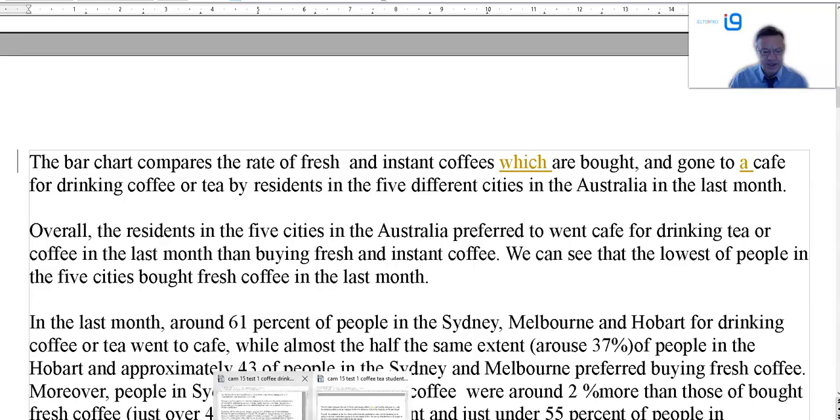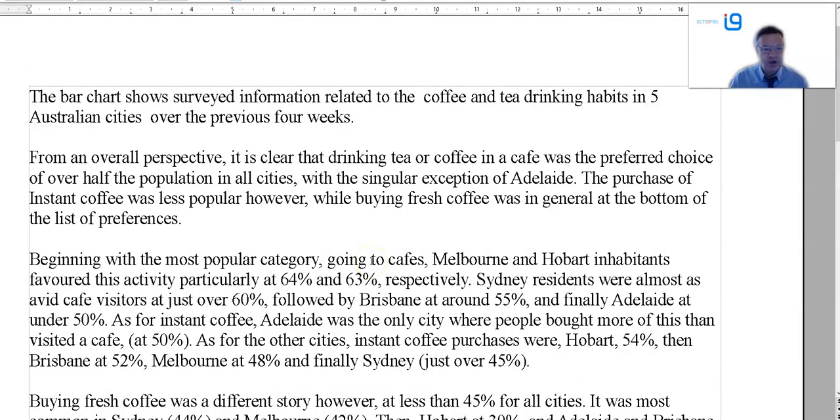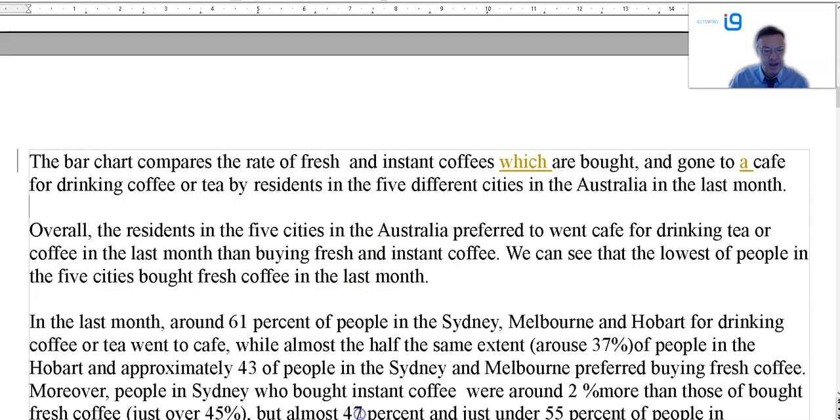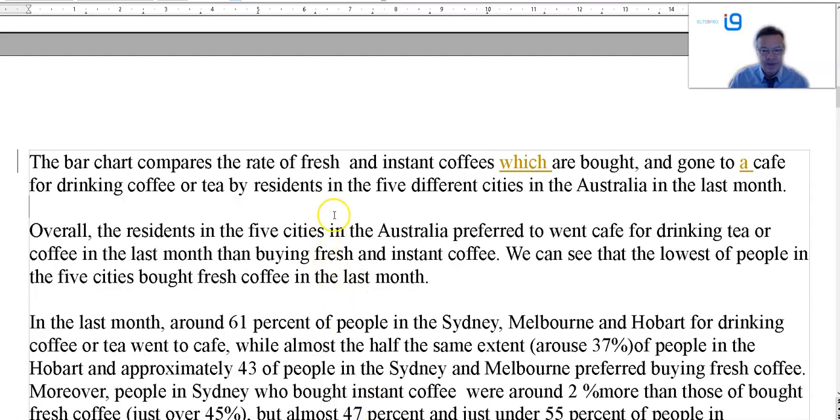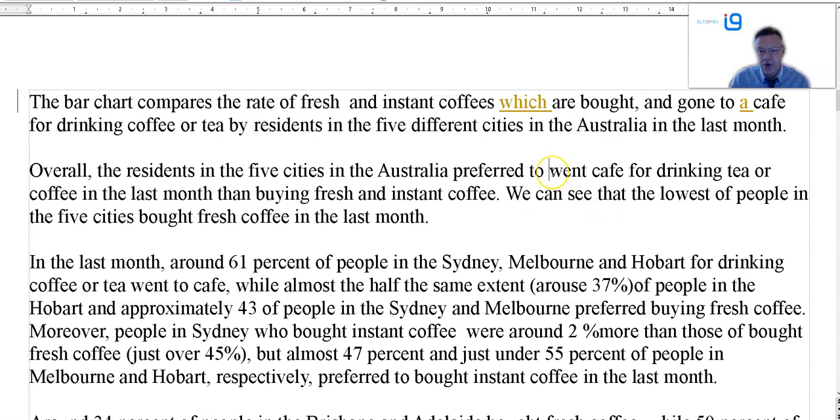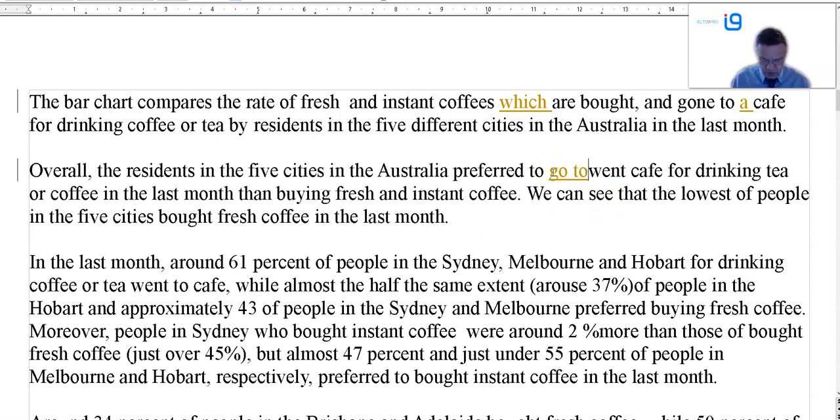I mean, what did I say? I said, bar chart shows surveyed information related to coffee and tea drinking habits. That's all you need. You don't need anything further in that introduction. Just say it compares different consumption habits, because it's consumption. It's purchasing and consumption. Preferred to went. Preferred to go to. Drinking tea or coffee last month and buying fresh instant coffee.